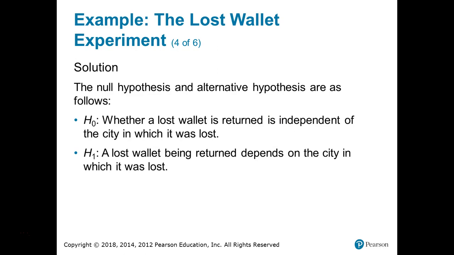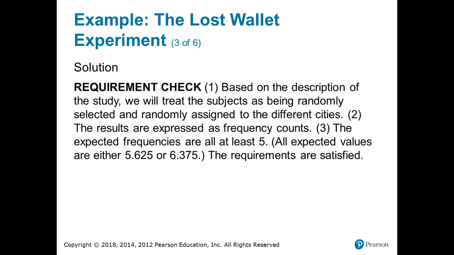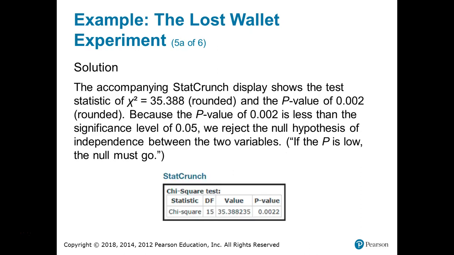but let's just humor myself and the author and go through it. So the null hypothesis is H0, which says that whether a lost wallet is returned is independent of the city in which it was lost. The alternative is that a lost wallet being returned depends on the city in which it was lost. Okay, so that should kind of add some clarity to what we mean by independence and the two variables. So step 1, always check the requirements. They are satisfied. So now we will use StatCrunch to be able to do the test.